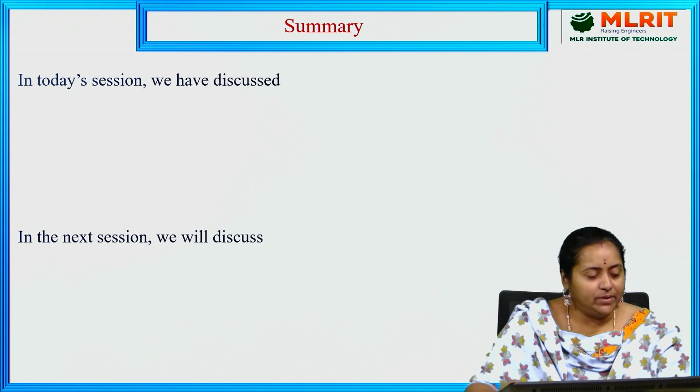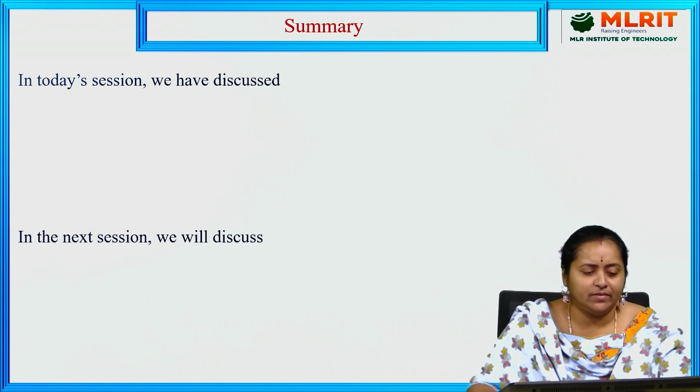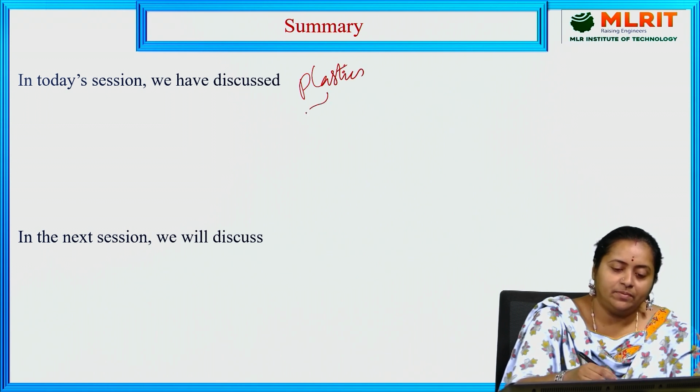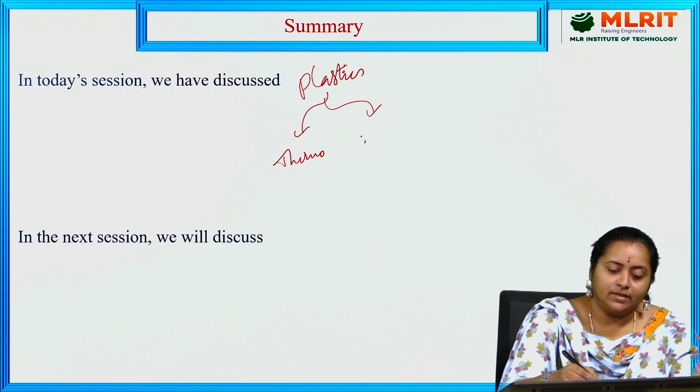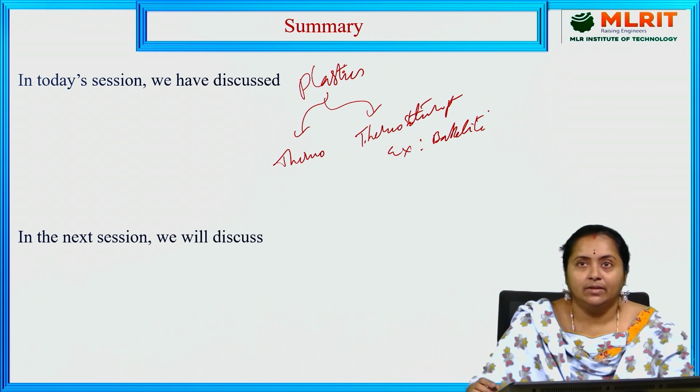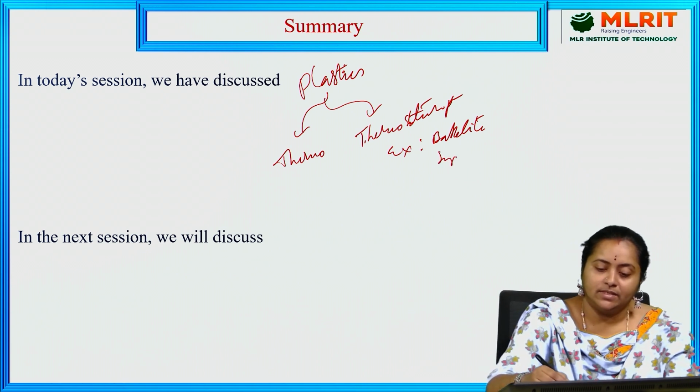So in today's session, what we have discussed so far is an introduction to plastics. Plastics are nothing but a category of polymers. How many types of plastics are there? There are two different types: thermoplastics and thermosetting plastics. And coming to thermosetting plastics, we have an example in our syllabus, that is bakelite. For bakelite, we have discussed its introduction, synthesis, properties, and applications.